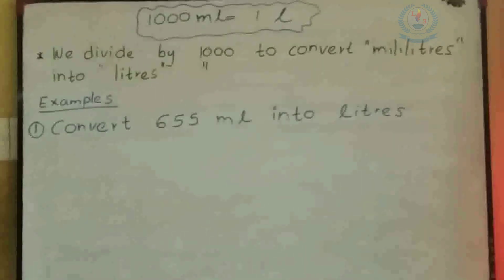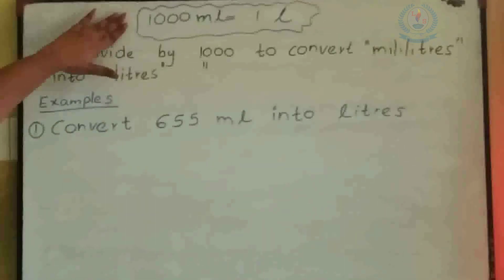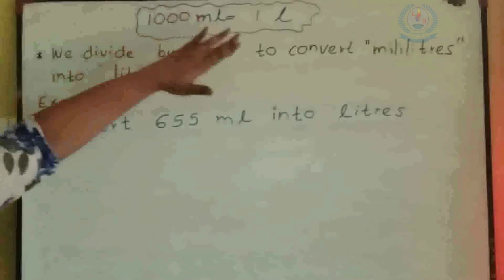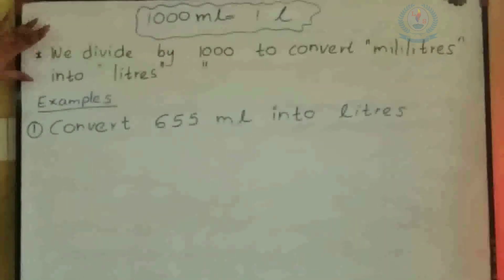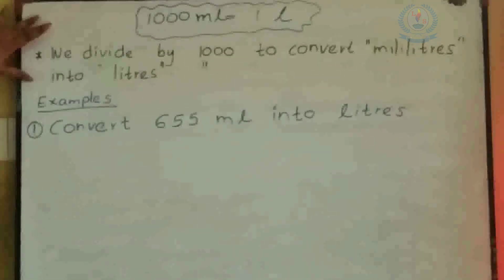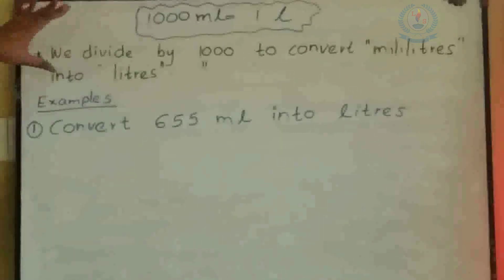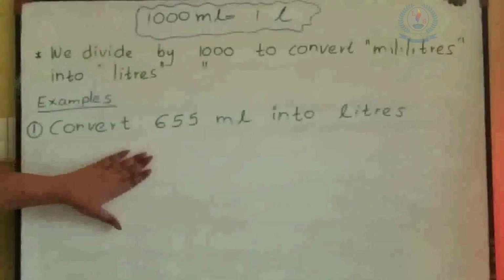Now I'm going to the last relationship, that is 1000 milliliters equals 1 liter. In here, this is the concept. We divide by 1000 to convert milliliters into liters. I'll explain this one using two examples.